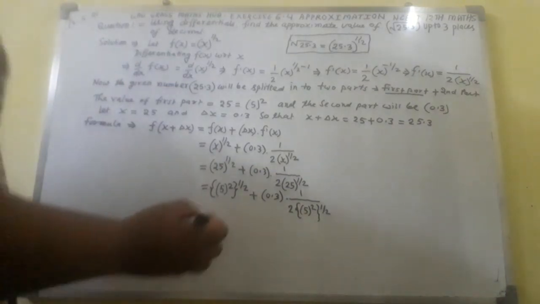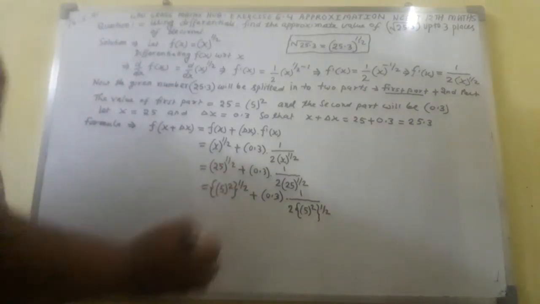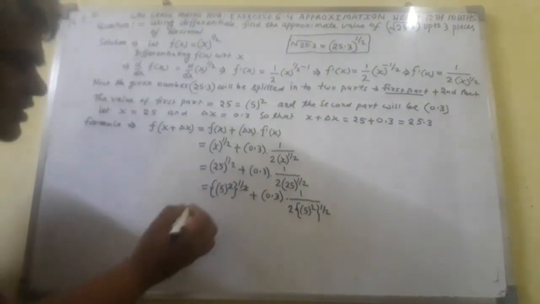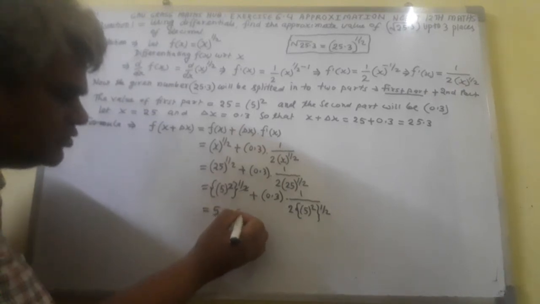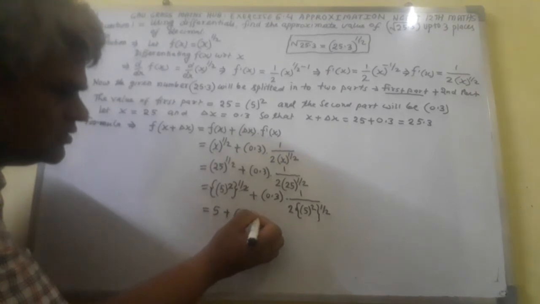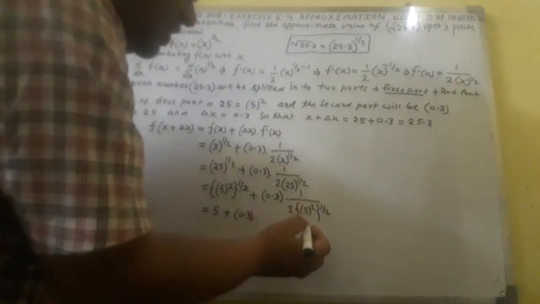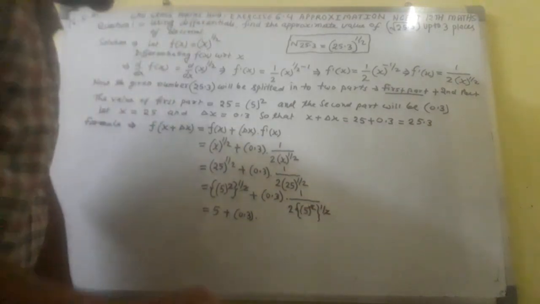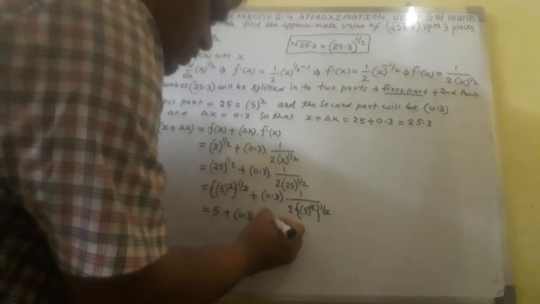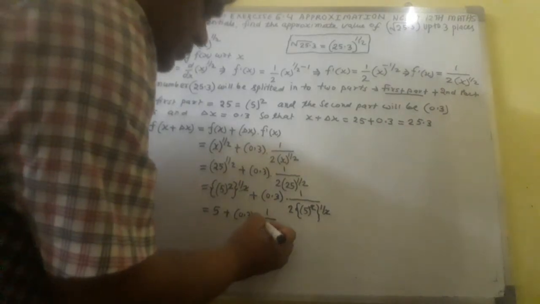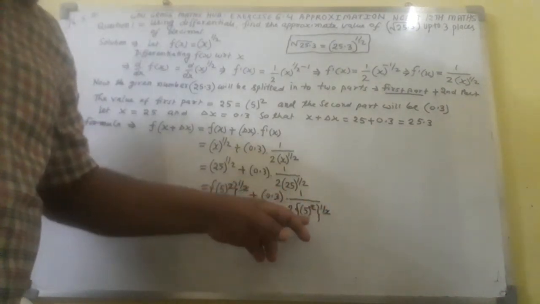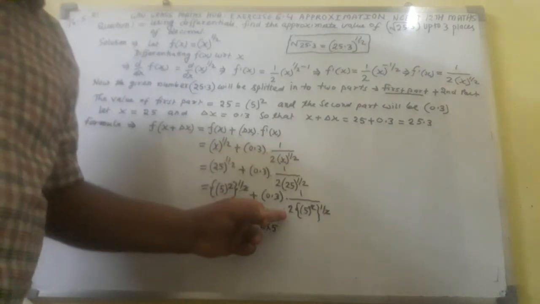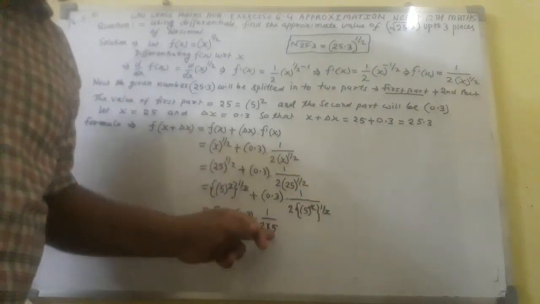What will we do here? This 2 will be cancelled out. This 2 will be cancelled out. So here we will get only 5 plus, in bracket, 0.3 dot, and here again this 2 will be cancelled out. Here we will get 1 over 2 into 5 whole square raised to the power 1 over 2. So 2 will be cancelled, and I will get here 5 raised to the power 1. Lastly, we will get here 5, so 5 to the 10.